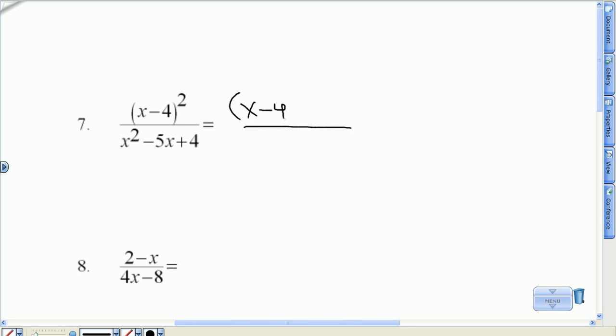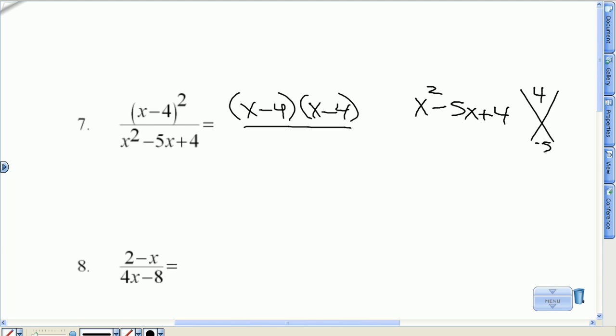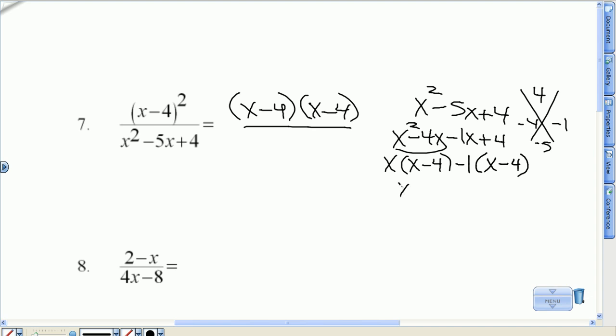We have x minus 4 times x minus 4. That's what squaring means, multiplying it by itself. For the trinomial, we have to do the puzzle. So factors of 4 that add to be -5 are -4 and -1. So x squared minus 4x minus 1x plus 4. I take an x out of both of those. I take a -1 out of both of those. This is x minus 1 times x minus 4.